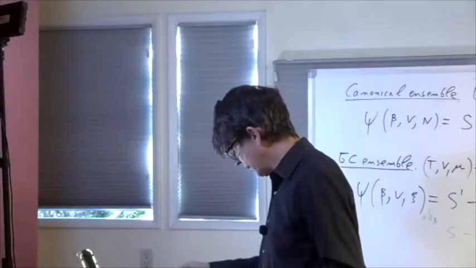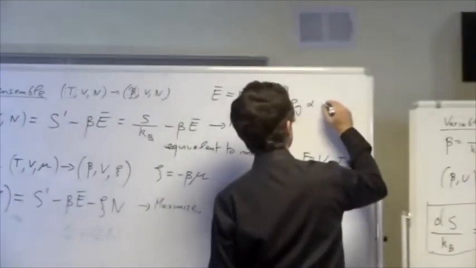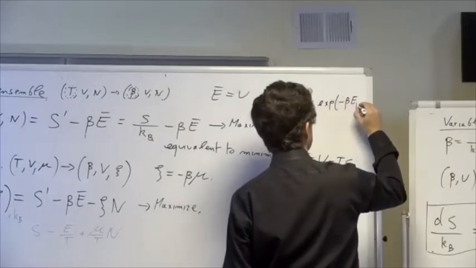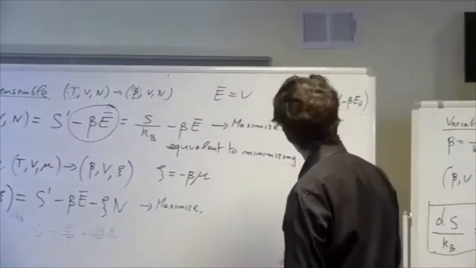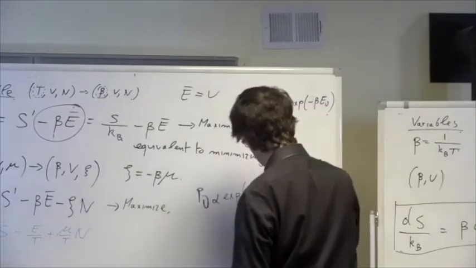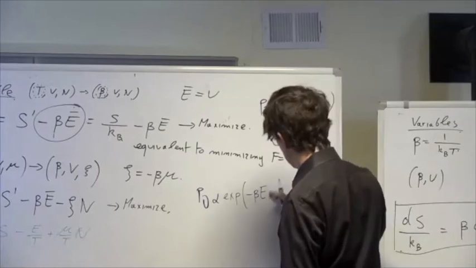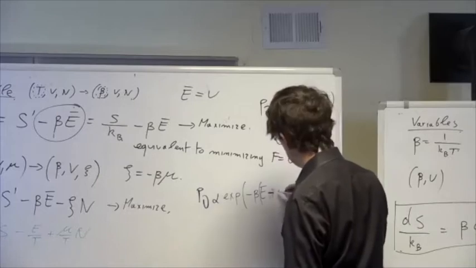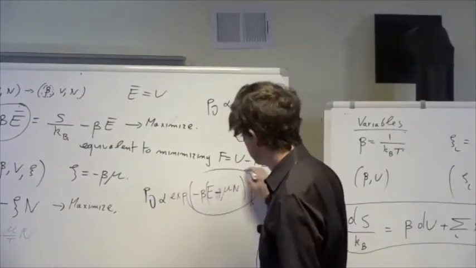I want to show you something. When we did the probability density in the canonical ensemble, the probability of a microstate is proportional to the exponential of minus beta times the energy of the state, which if you notice, that's exactly this piece. In the grand canonical ensemble, the probability was proportional to the exponential of minus beta E minus mu N. And if you look carefully, that's exactly this piece.